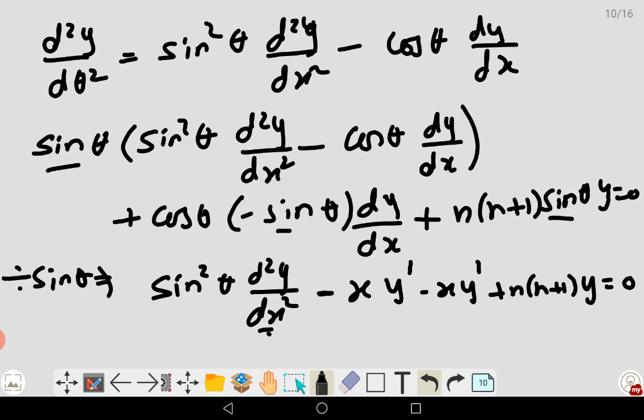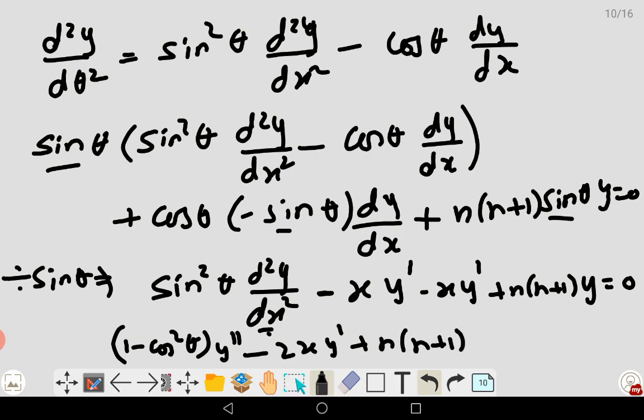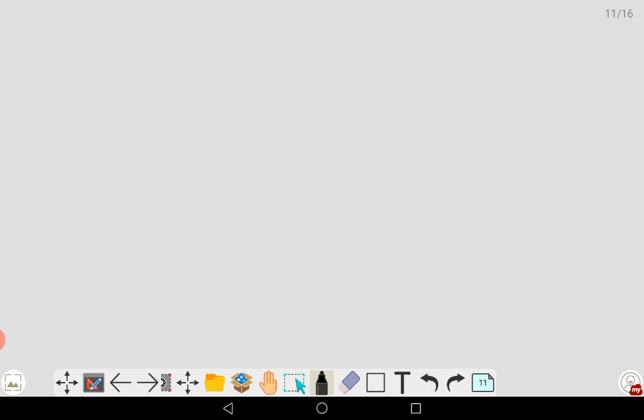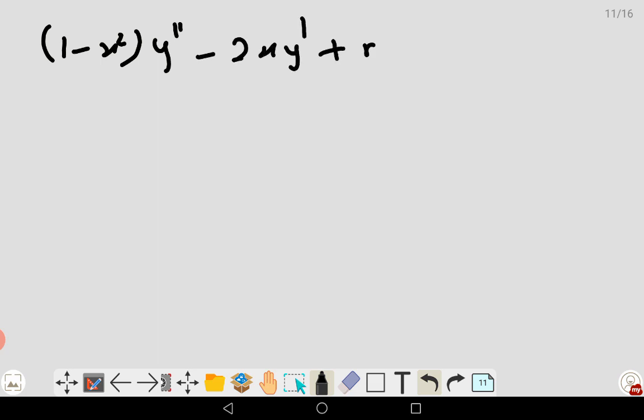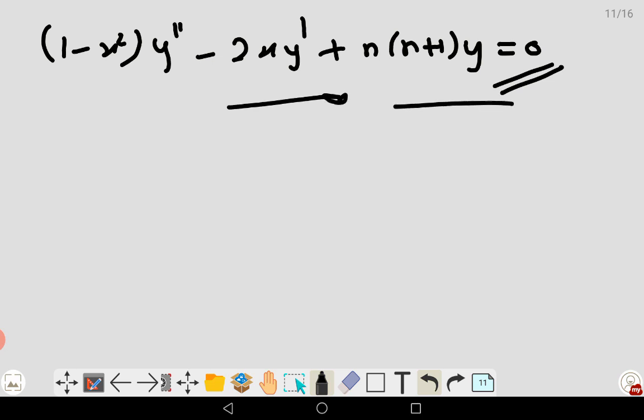sine square is 1 minus cosine square, 1 minus cosine square theta into y double prime minus 2xy prime plus n into n plus 1 y is almost Legendre form. But replace cosine as x, x is equal to cosine theta taken in this problem, 1 minus x square y double prime minus 2xy prime plus n into n plus 1 y equal to 0. We have derived Legendre's differential equation. We have not been asked the solution, so stop it here.